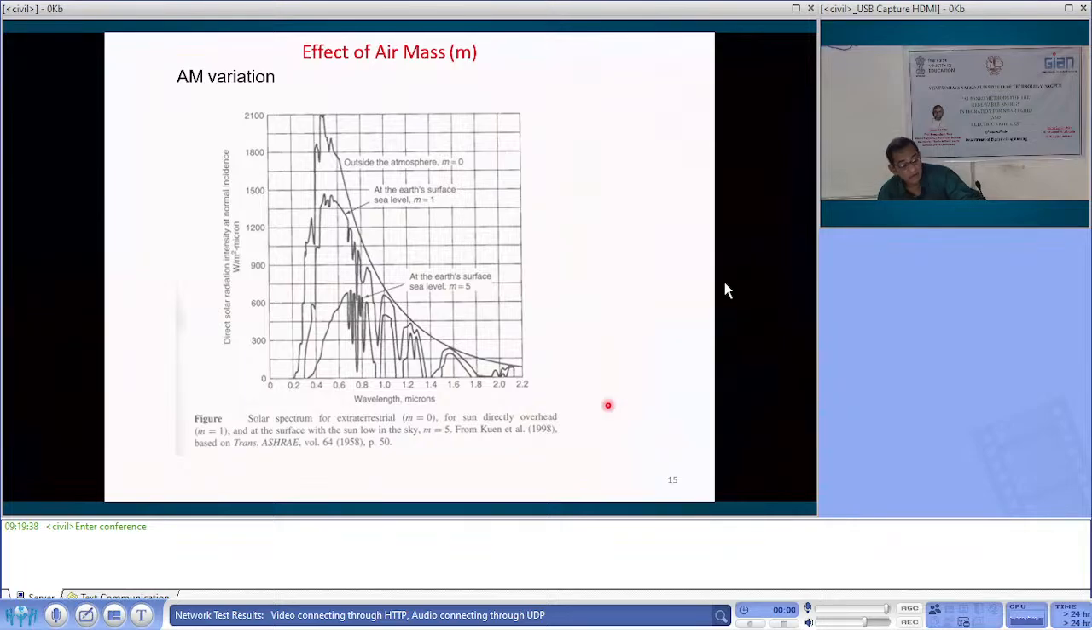Then the effect of air mass: here they have shown how the solar spectrum will be different if air mass is 0, which is at the top, air mass equal to 1, air mass equal to 5, and how that peak is coming down.